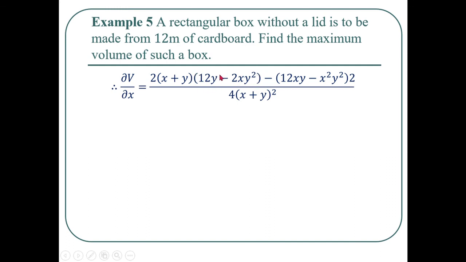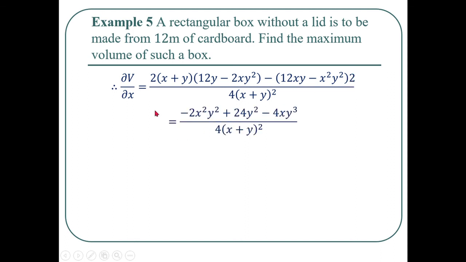The derivative of 12xy with respect to x is 12 into 1 into 1, that is 12y. The derivative of x square y square with respect to y will be minus 2xy square, minus the numerator into derivative of denominator. Denominator was 2 into x plus y. Its derivative will be 2 into 1 plus 0, that is 2.